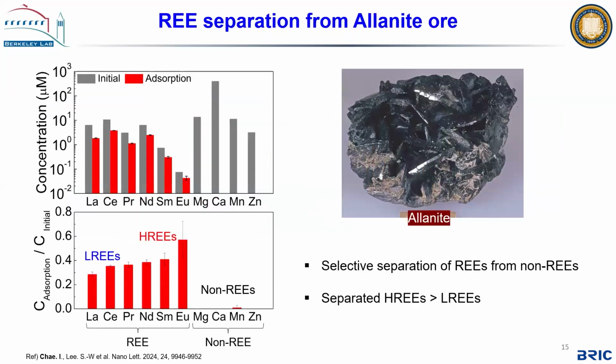And lastly, we demonstrated our virus-based RE extraction from the naturally made allanite ore. This allanite ore has different lanthanides and non-REs. As you can see, the leachate solution of this allanite has a much higher amount of non-REs versus REs. And as we induced this adsorption and desorption cycle through pH modulation, we could selectively separate the REs from non-REs, and also heavy REs from light REs.